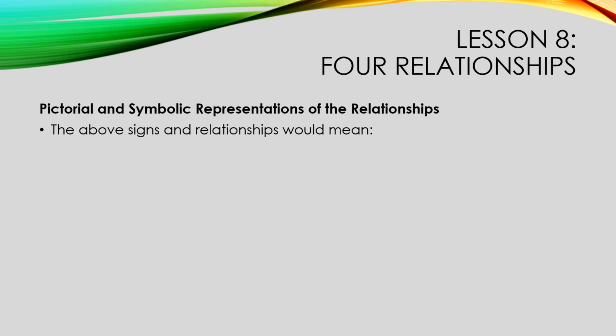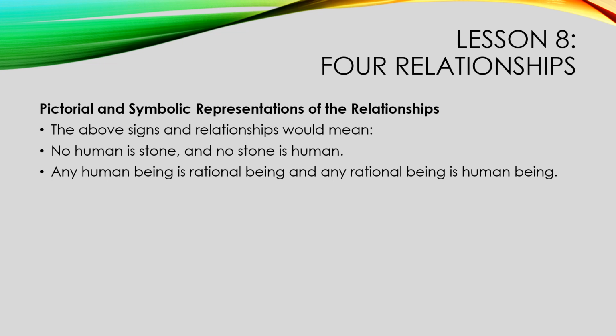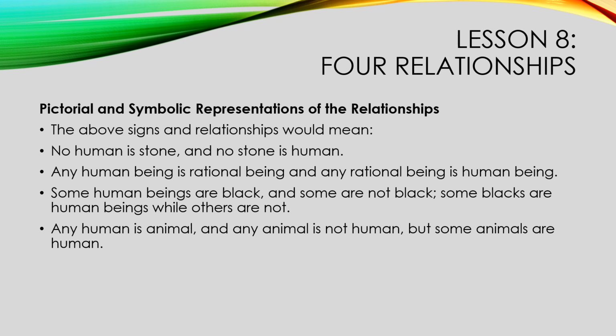The above signs and relationships would mean no human is stone and no stone is human. Any human being is a rational being and any rational being is a human being. Some human beings are black and some are not black, while some blacks are human beings while others are not. Any human is animal and any animal is not human, but some animals are human.